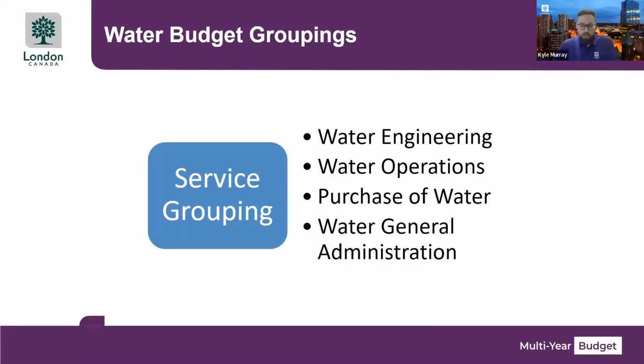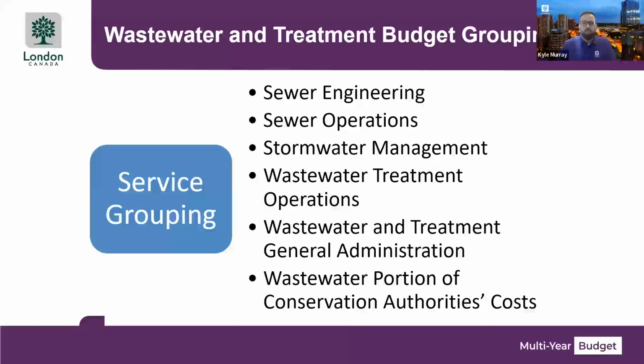Similarly, for the water budget, there are a number of different service groupings as well. You can see these on screen, and not surprisingly, it's a similar story for the wastewater budget, very much structured in the same service grouping and service format. So I think that's just helpful context as you're navigating the budget document. Once it's released next month, you'll be able to understand how and why we group the budget the way we do.